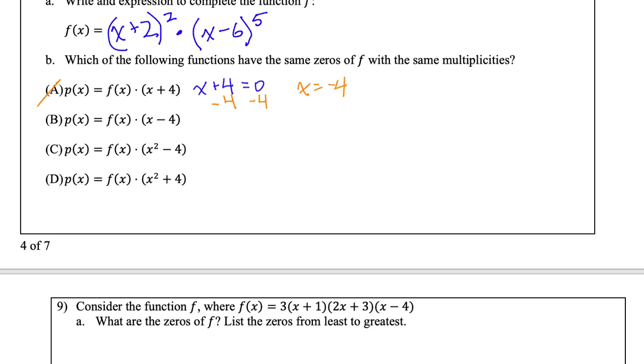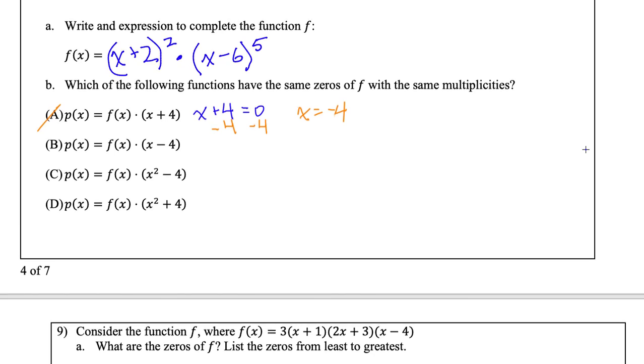What do you mean there's an extra zero? Wait, what do you mean there's an extra zero? So the whole problem is asking you, you cannot add any extra zeros. You have to have the same zeros.